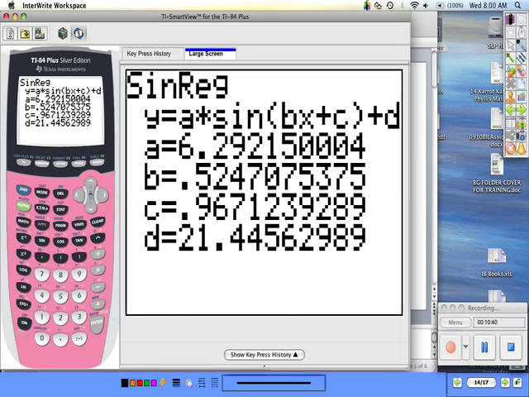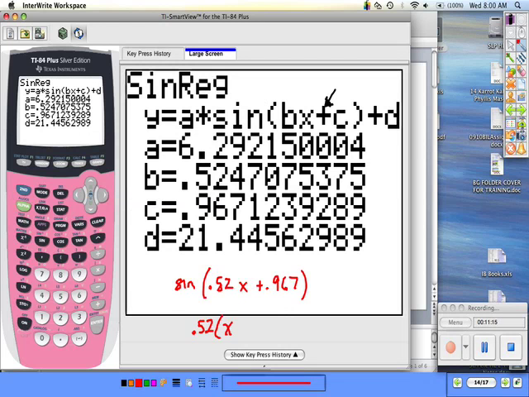Now you might notice that c is different here. C is not the same as what we got. We got c to be 10. Here we're getting c is 0.96. The other thing to notice is that it's plus up here in the equation. If we look at what this equation really is, we're just going to look at part of it: sine of 0.52x plus 0.967. Our equation had the b value pulled out in front of the parentheses.